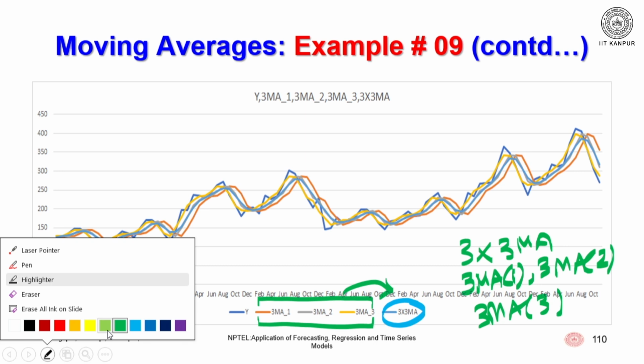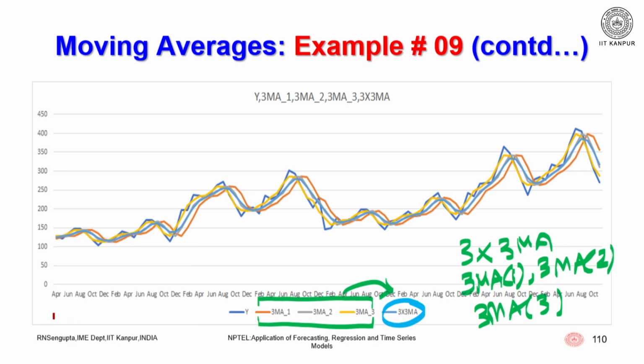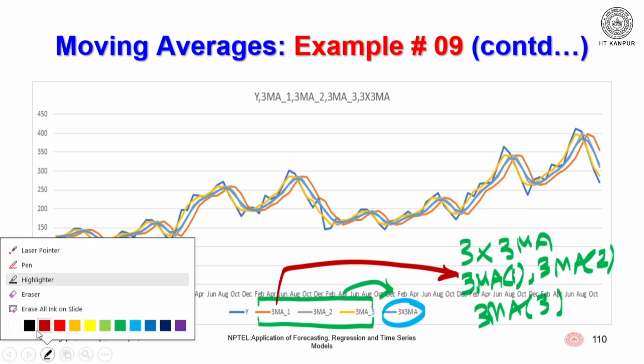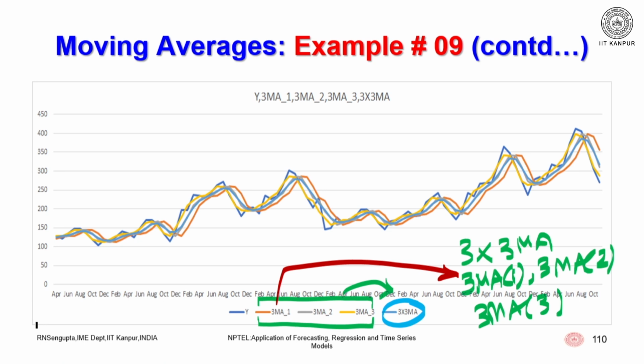So, 3 MA1 is here, 3 MA2, this is a gray one, I will use the black color to denote here, and the yellow one, orange one, which is for 3 month 3. So, we combine them to get the values.